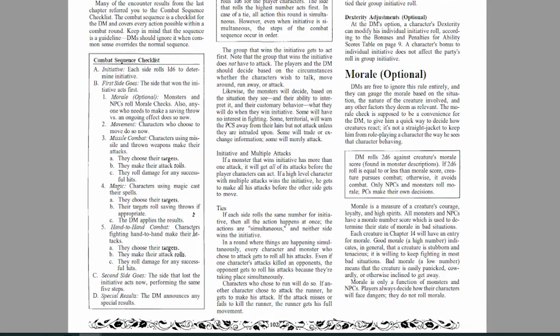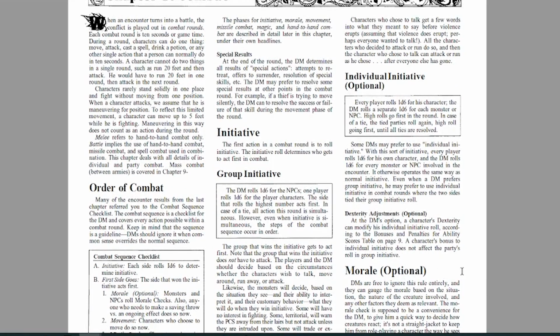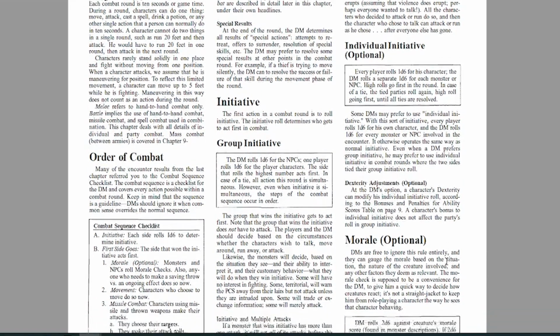You choose your target, you make your rolls, then the second side goes, and if you have any special results, someone's been paralyzed or charmed, or some effect like a poison arrow, you announce that, and then you go back to the next round, or the next side goes. As I mentioned, they not only have the individual initiative option, but they also allow dexterity to modify your initiative roll if you want to use those penalties.